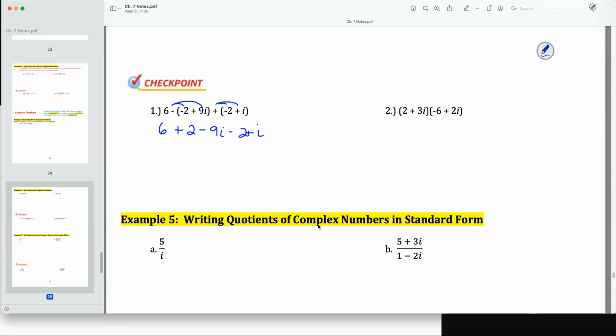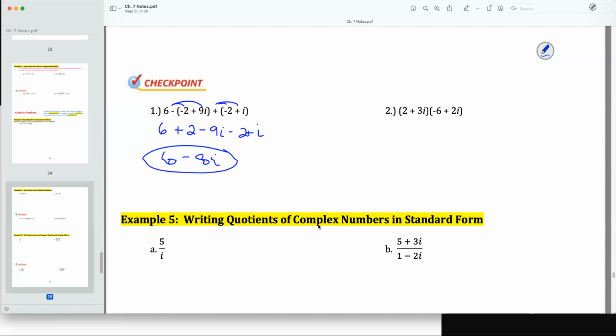All right, then combining like terms, I have 6 plus 2, which I can combine together because they're regular numbers. So 8, and then this is a -2. So we have just 6, and then -9i plus 1i, that's going to be -8i. So this would be 6 minus 8i in the correct order.